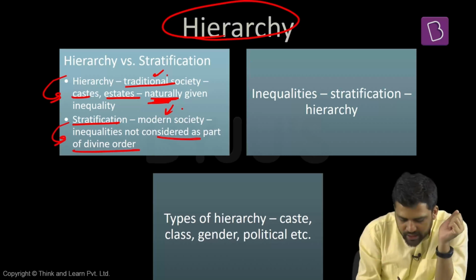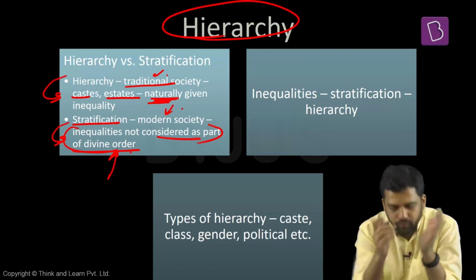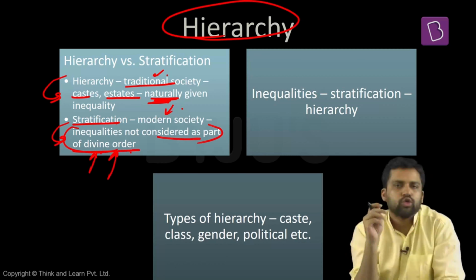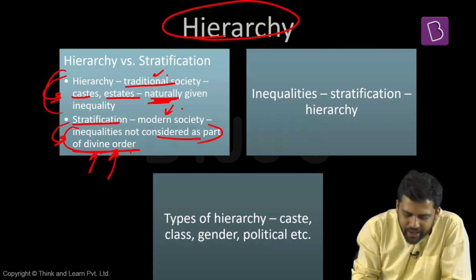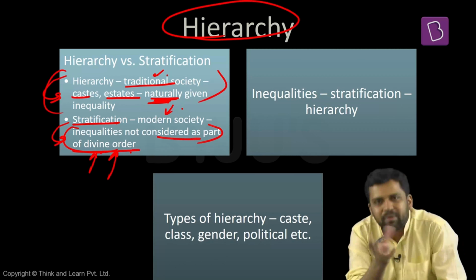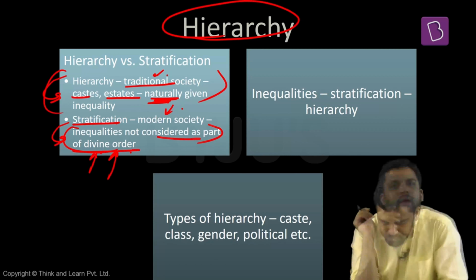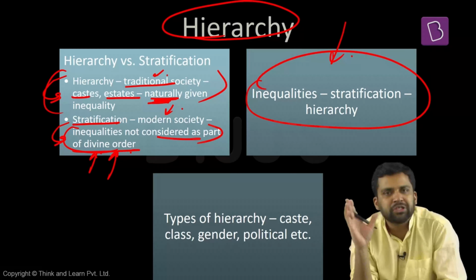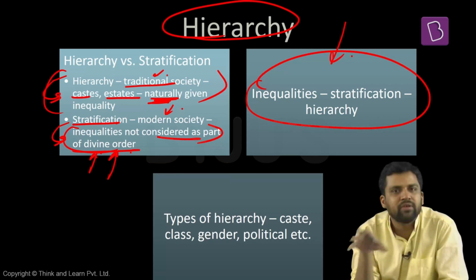And in this case, the inequalities that exist were not considered to be part of the divine order. They were not considered to be natural. So this is something which was assumed. But again, hierarchy as a feature of traditional society and stratification as a feature of modern society might not be completely true. Rather, what we can accept is that inequalities lead to stratification, which in turn leads to hierarchy. This is something which is most commonly accepted.